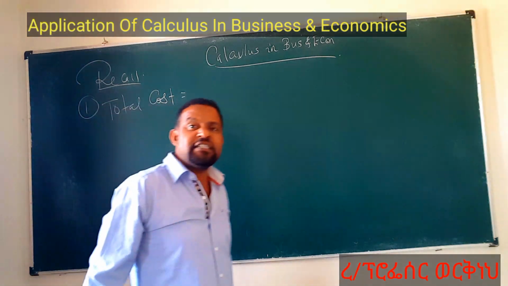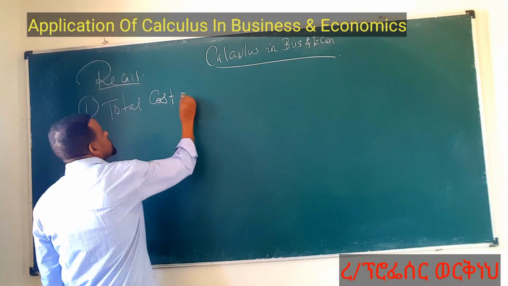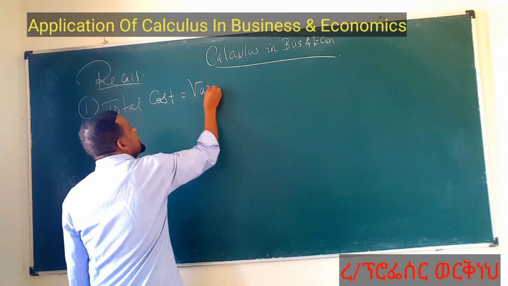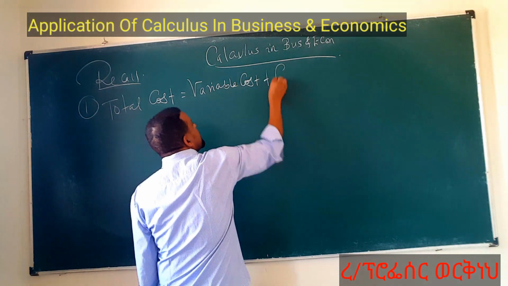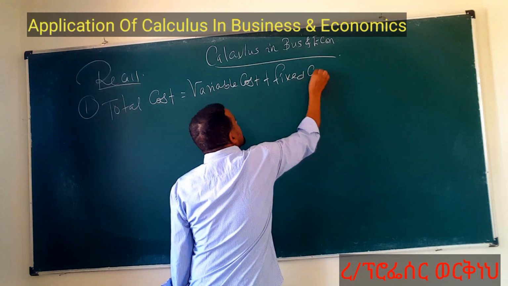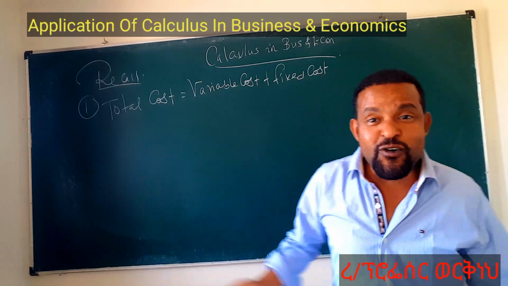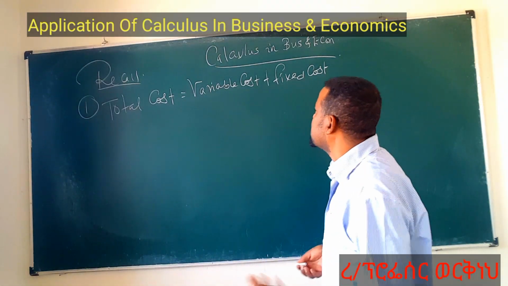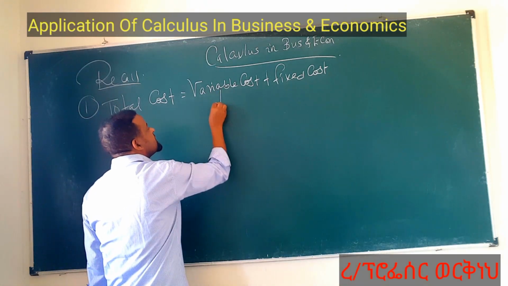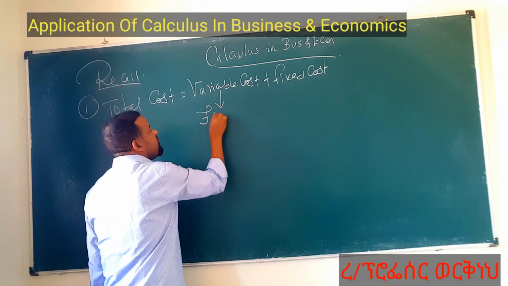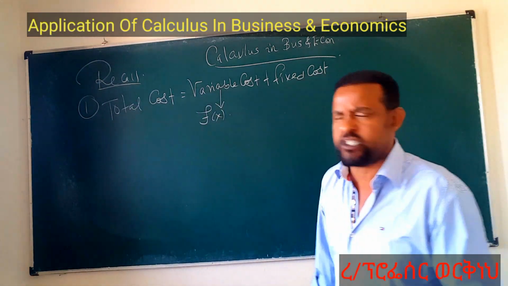Total cost is a combination of the variable cost and the fixed cost. So total cost is the sum of what? The variable cost plus what? Fixed cost. So for any business, total cost is the sum of the variable cost and the fixed cost. This variable cost is usually denoted by f of x, where x is the output or the units.